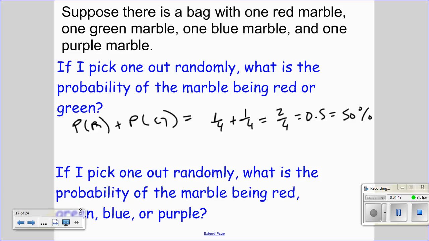The next one says, what is the probability of the marble being red, green, blue, or purple? So that means 1/4 plus 1/4 plus 1/4 plus 1/4 is equal to 4/4, which is 1, and that's 100%.